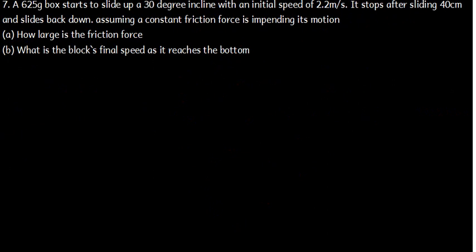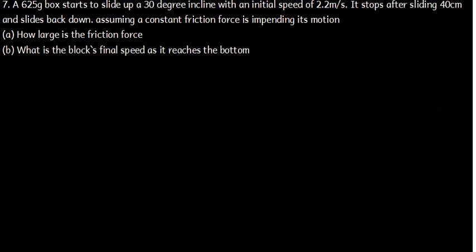Alright, another question given. A 6.5 box starts to slide up a 30-degree incline with an initial speed of 2.2 meters per second. It stops after sliding 40 centimeters and slides back down, assuming a constant friction force is impeding its motion. How large is the friction force?